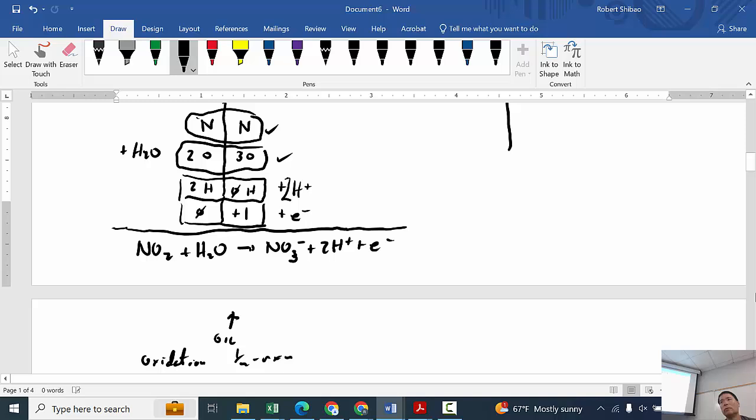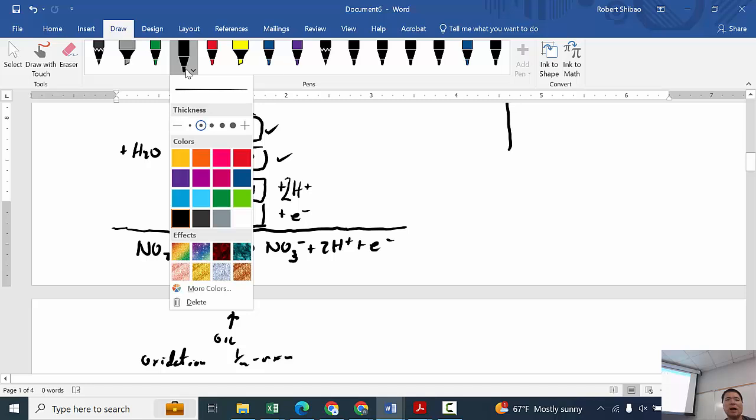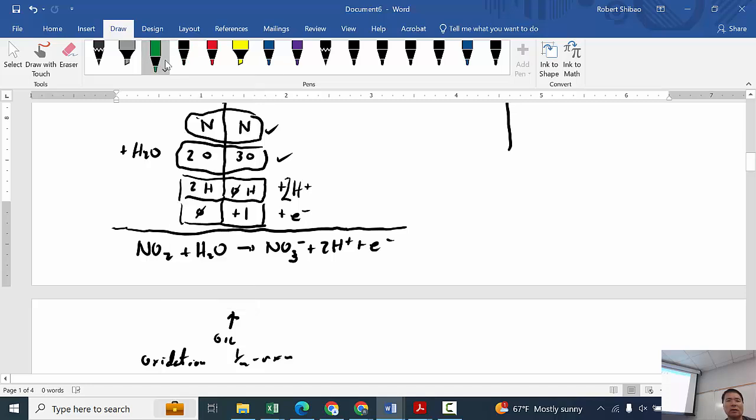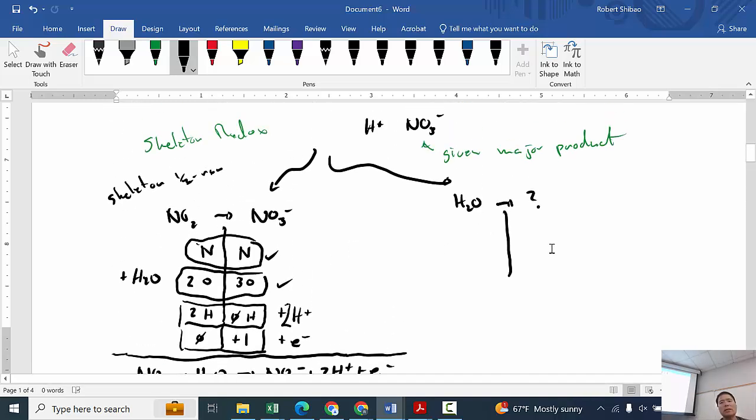Where did that electron go? The electron must have went to the oxidizer. So if NO2 was oxidized, then there must be an oxidizer that oxidized NO2. So NO2 and H2O are called our reducing agent. And so we got to figure out what the oxidizing agent is. NO2 is a gas, H2O is a liquid. And so the oxidizing agent, well, let's take a look over here.